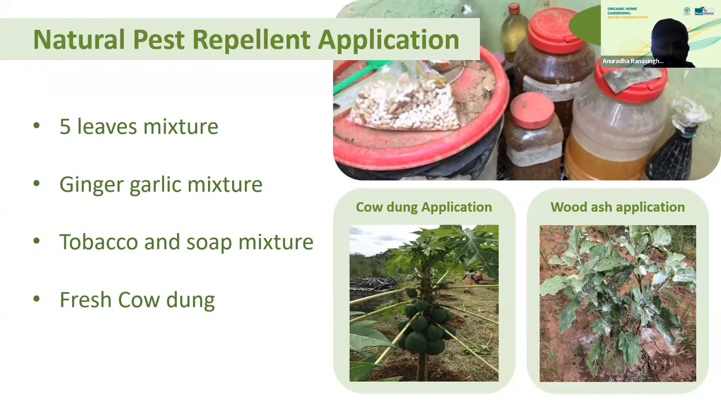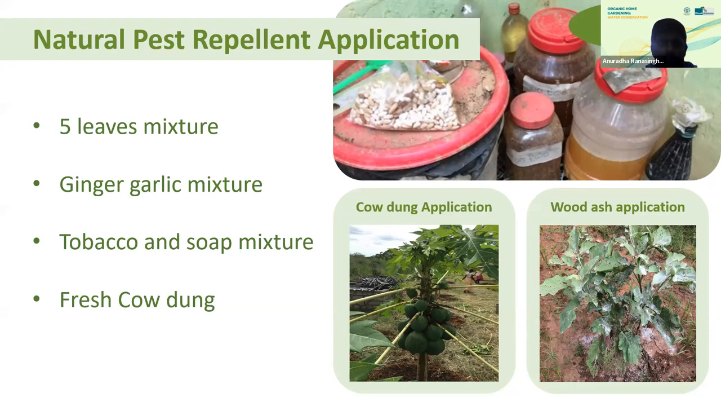Then there's another good mixture, ginger and garlic. We chop ginger and garlic in equal portions, and sometimes we can add chili also. This becomes a very strong formula. Then we dilute it with equal portions of water and spray it. This will keep pests away, mostly caterpillars and sucking insects like aphids or sometimes mites.